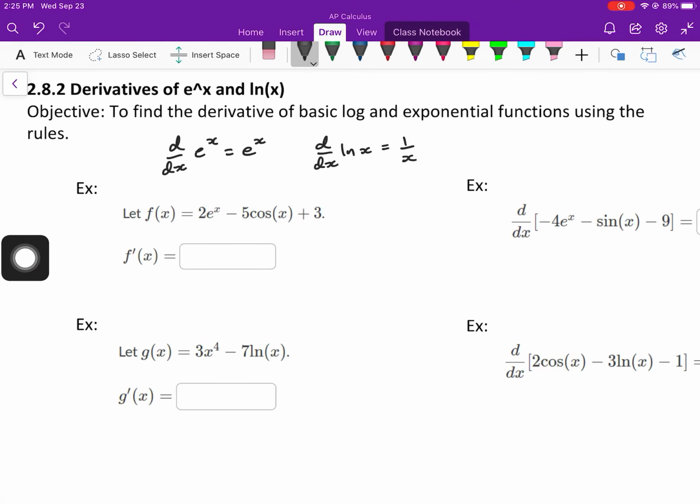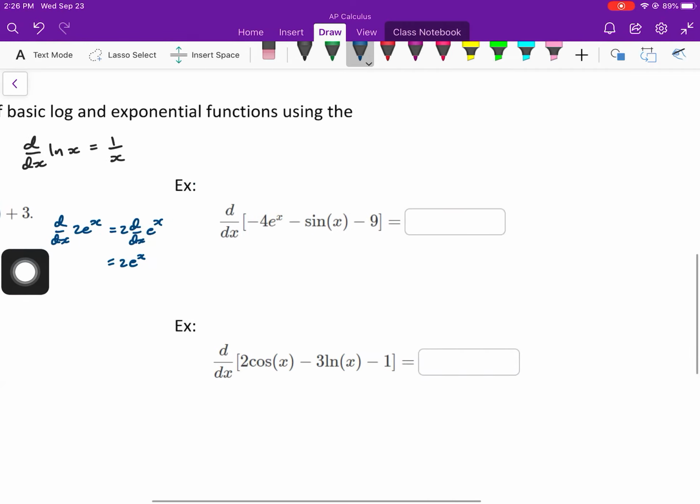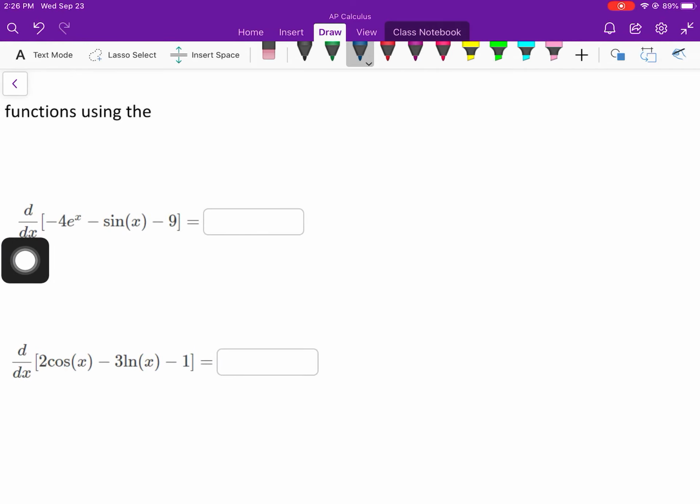So let's look at this first example. Derivative of 2e to the x. So remember, if you're taking the derivative of 2e to the x, then you can bring that 2 out to the front, and the derivative of e to the x is just e to the x, so it just becomes 2e to the x. It's just exactly the same thing we have here, so that's 2e to the x. Then we know derivative of cosine is negative sine, so that double negative will become a positive, and then that 3 will just become a 0. If you look over here, derivative of negative 4e to the x is just going to be negative 4e to the x. It just stays the same.